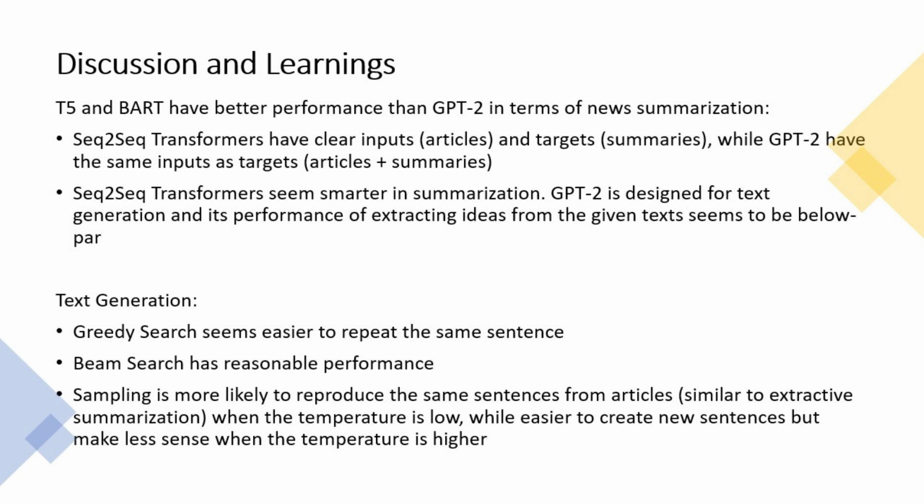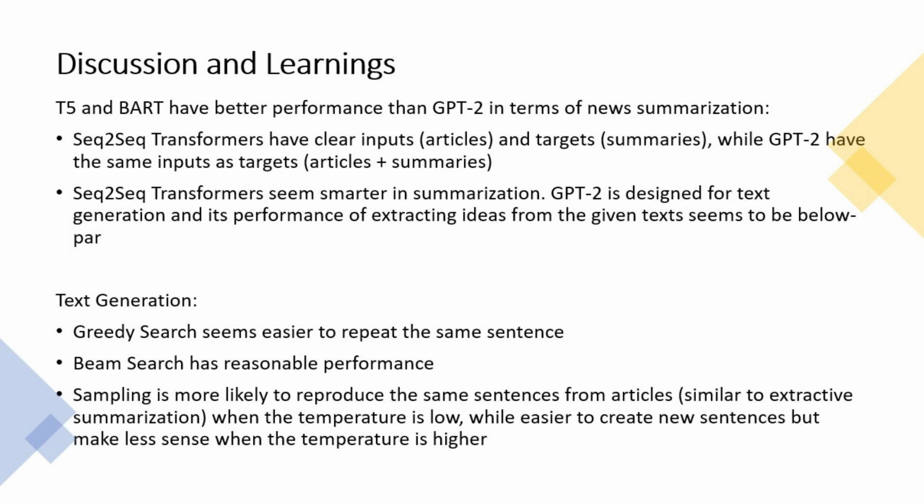One thing is that in sequence-to-sequence transformers, we have articles as input and the summaries as target. But when we fine-tune GPT-2, we need to combine articles and the summaries together as inputs as well as target. Another thing is that because GPT-2 is designed for text generation, its performance of extracting ideas from the given text is worse than the sequence-to-sequence transformers.